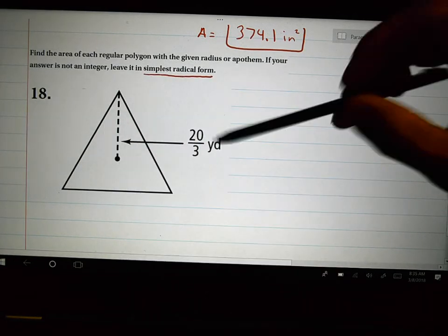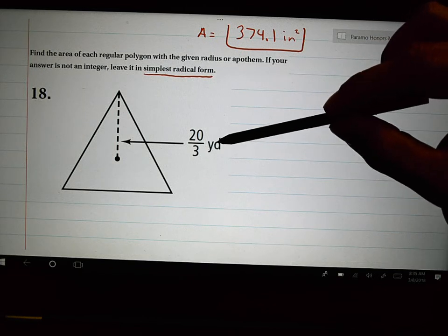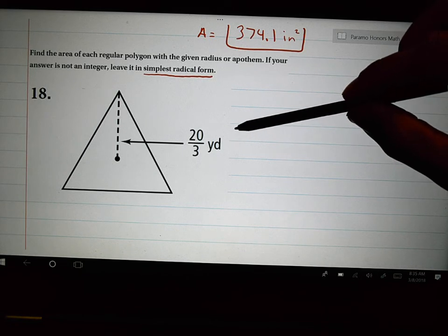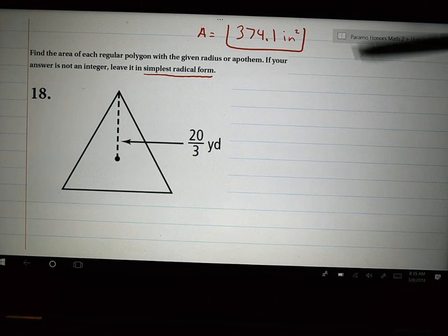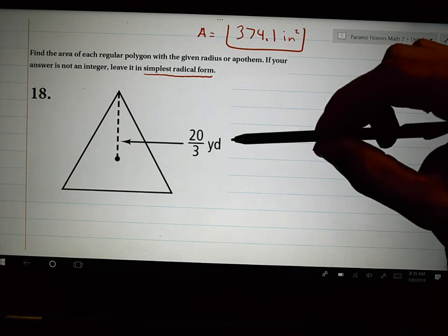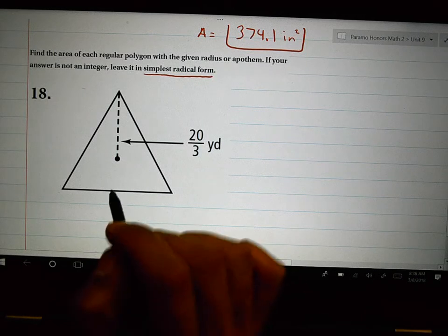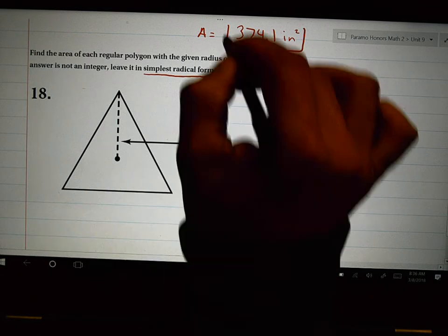Is this the apothem? No, it is not. Is this from the center perpendicular to the side? No. Because it is not, you're going to have to do one of two things. This is actually called the radius. And so what I'm thinking is I could either figure out what this piece is, or I can figure out what this piece is. So here's what I'm going to just draw for you.